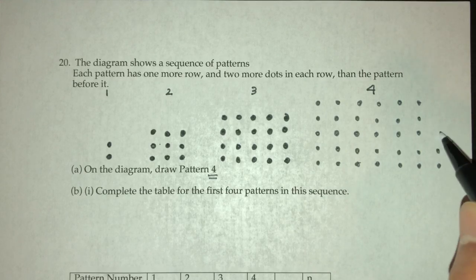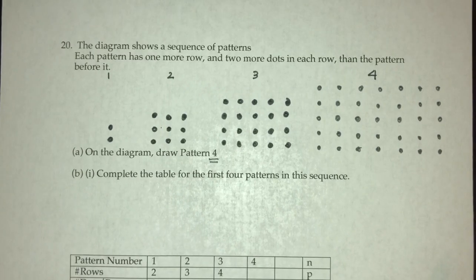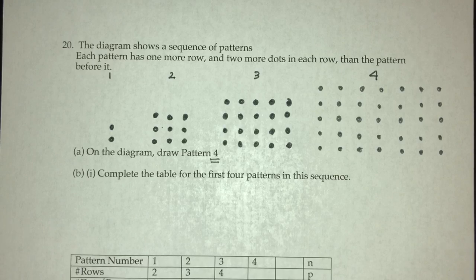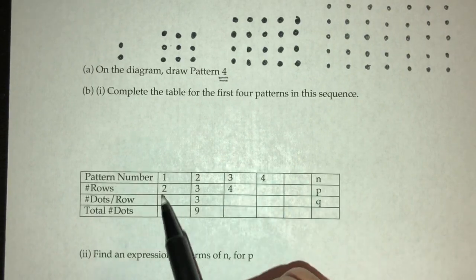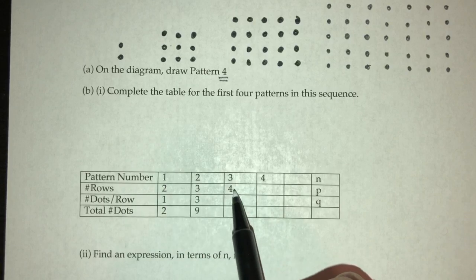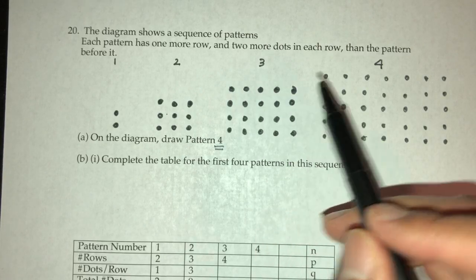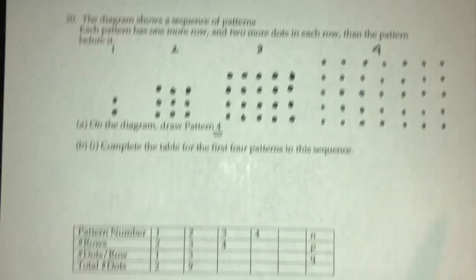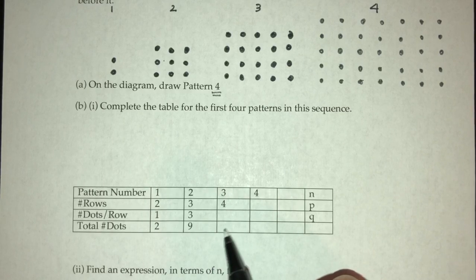Okay, that is part A. Now for part B1, complete the table for the first 4 terms of this sequence. So we have to complete the table. Now, this is 1, 2, now 3. What is the number of dots in 3? You can just count. We have 1, 2, 3, 4, 5. 1, 2, 3, 4. So 5 times 4 is 20. So total dots is 20.